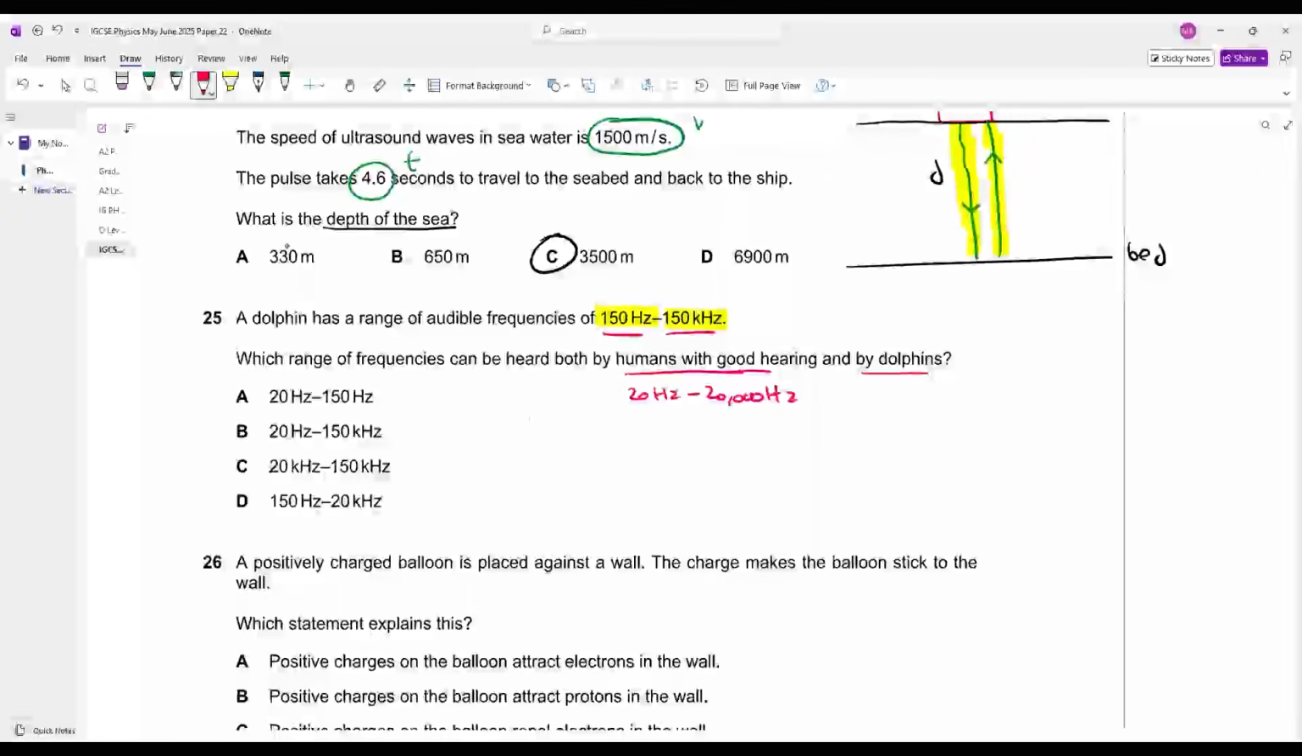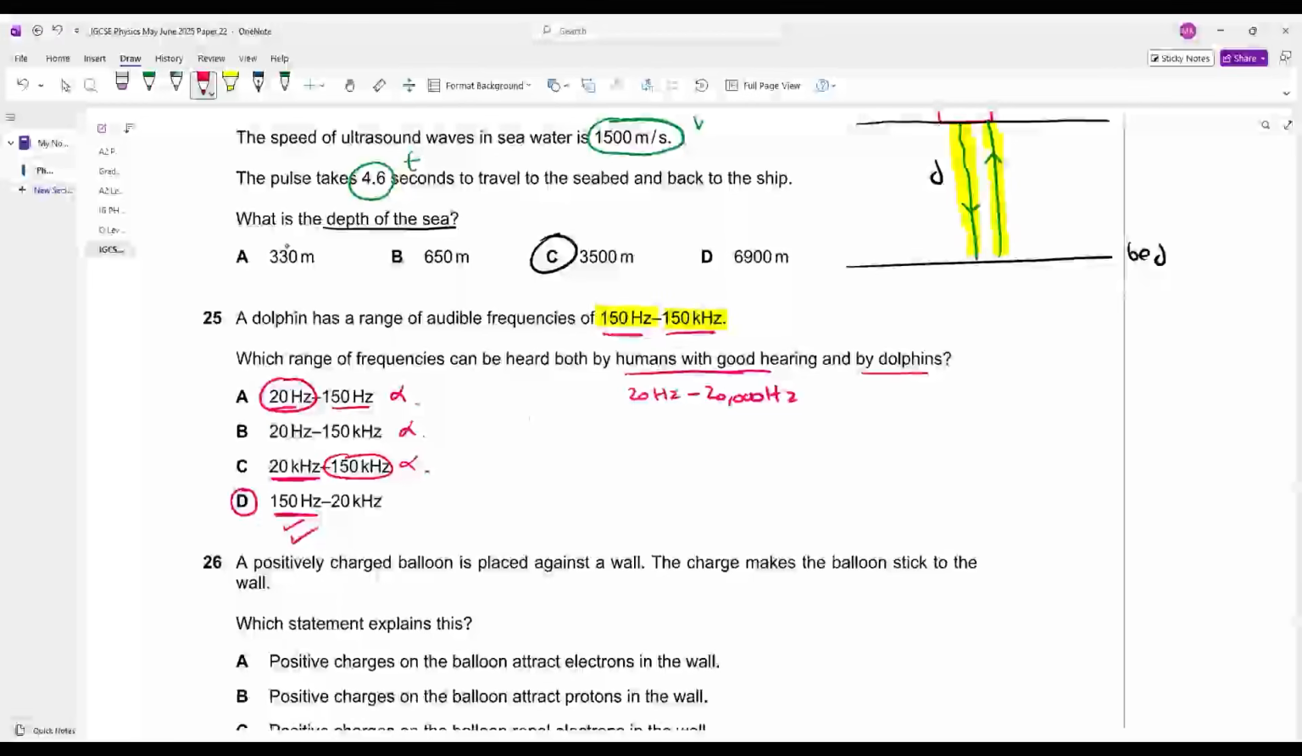So which can be heard by both dolphin and humans? Let's try out option A. 20 हर्ट्ज से लेकर 150 हर्ट्ज. 20 hertz cannot be heard by the dolphin because dolphin lowest frequency कितनी hear कर सकता है? 150. Then again same issue here. Say ना, not the same. C में देखो क्या है? 20 किलो हर्ट्ज. ये तो डॉल्फिन भी हेयर कर सकती है, ह्यूमन भी. But then you have 150 किलो हर्ट्ज. Human cannot hear 150 kilohertz. Cancel this out. ऑप्शन D को चेक करो. Option D, you have the lowest frequency as 150 hertz.